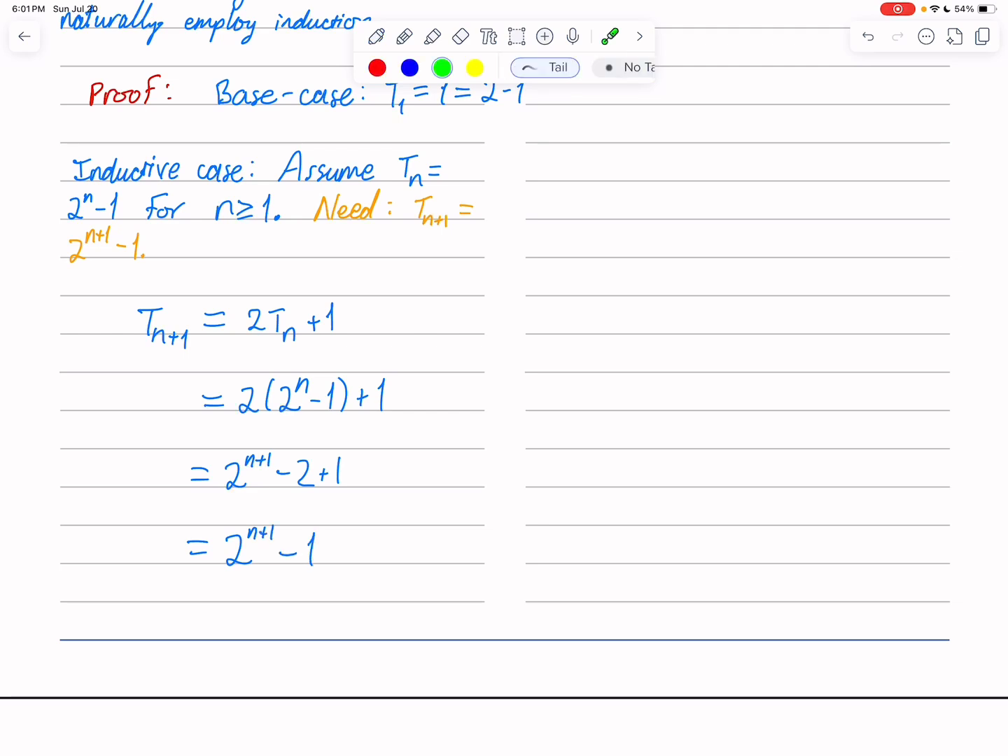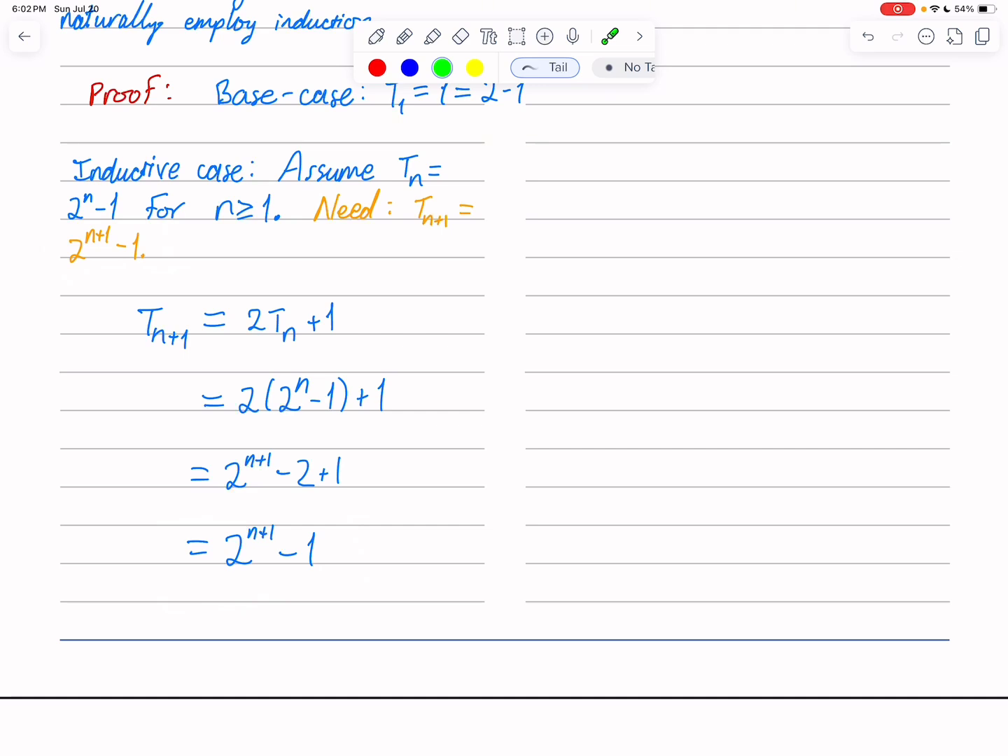And there we have it, right? So after that, I just do a bunch of very natural algebra. So this is substituting t sub n with 2 to the n minus 1. That's applying the inductive hypothesis, namely this assumption right here. And after distributing the 2 in, 2 times 2 to the n is 2 to the n plus 1. Here we get a minus 2. This plus 1 just carries over. We simplify the minus 2 plus 1 into just a minus 1. And this is exactly what we said we needed. So that's the end of the inductive case.